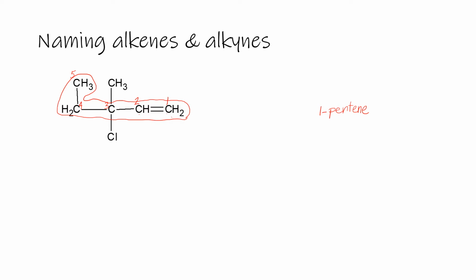Okay, now let's name our substituents. We have a methyl group up here, so this is a 3-methyl. It's off of the third carbon in our chain. And we have a chloro group down here, and it is also a 3, off of the third carbon in the chain. Okay, we're going to add those substituents as prefixes to our name in alphabetical order. So the 3-chloro comes first. So 3-chloro-3-methyl-1-pentene.